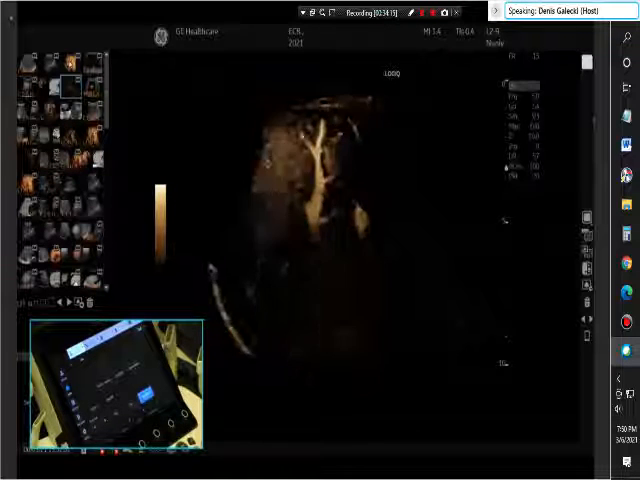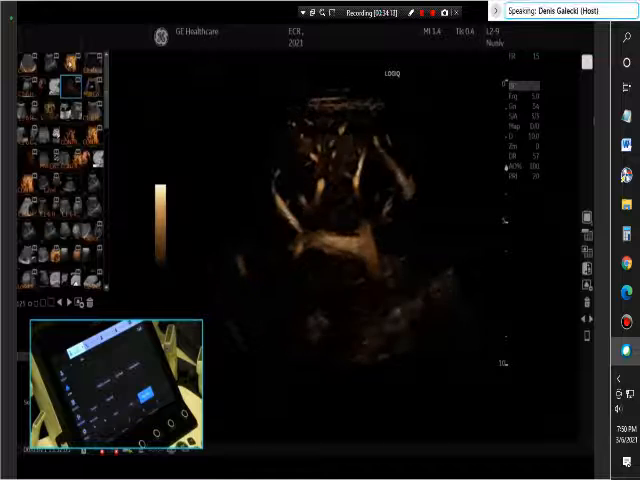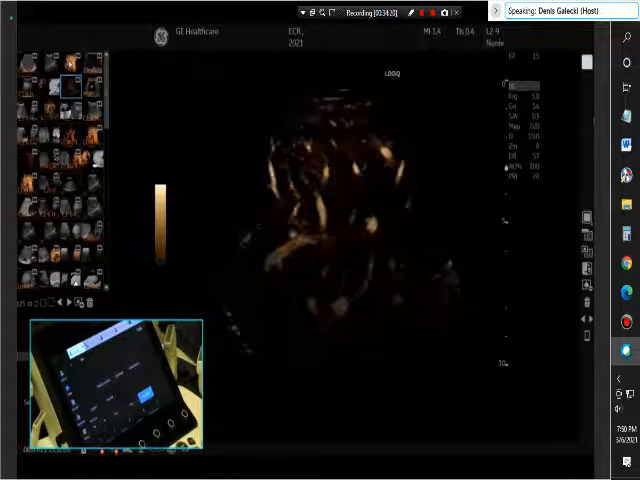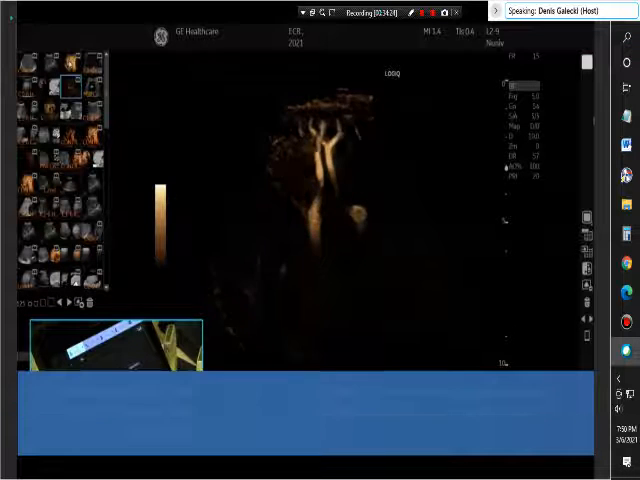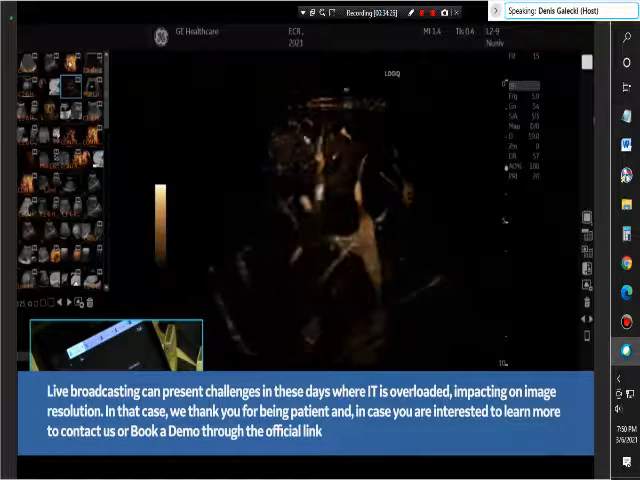The last image is a case of B-flow technology. We did with the Logic E10 a lot of enhancements to this technology.